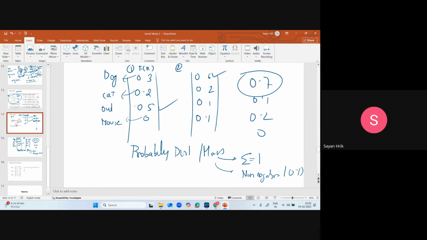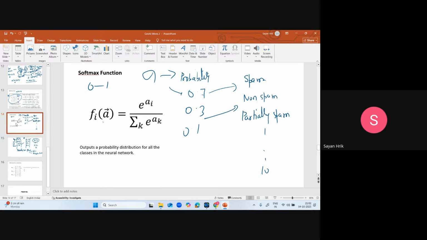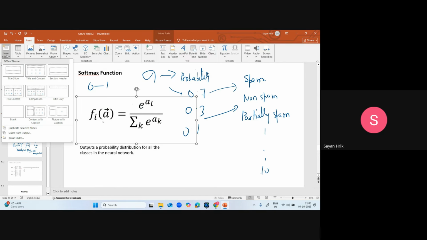Now let's look at the softmax function and see if it does this for us or not. Let me go to this function. What is this function doing? This formula. I'll take a new page and make it a little clearer.